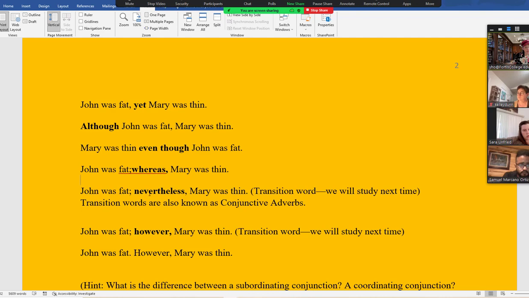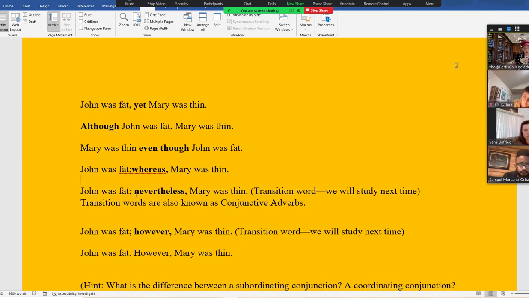John was fat; nevertheless, Mary was thin. So because you could see that there's a semicolon and a comma, you know that this is what kind of sentence? Compound sentence. And so here you have John was fat, an independent clause. Mary was thin, it's also an independent clause, and they're joined together by a transition word, also known as a conjunctive adverb, okay?